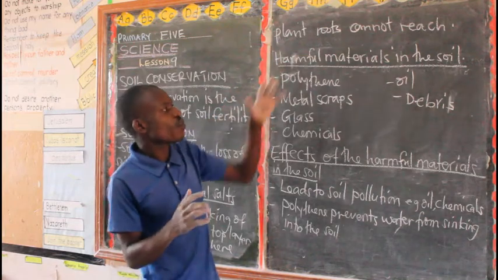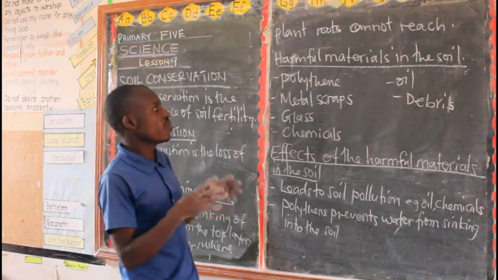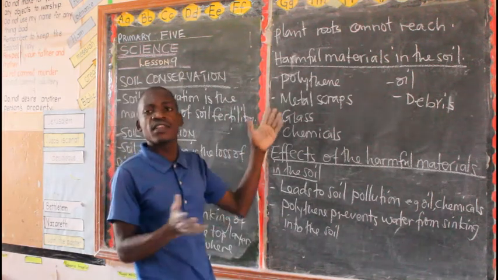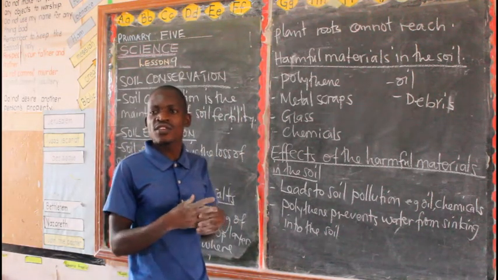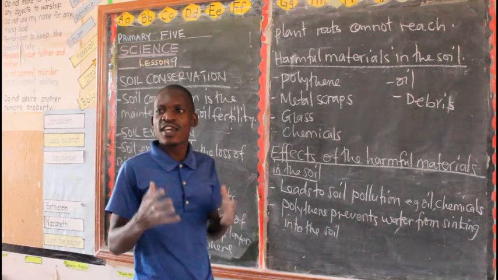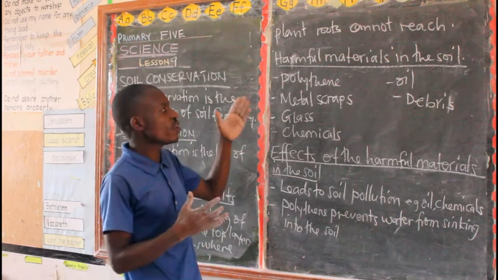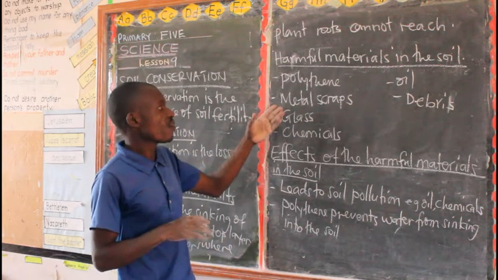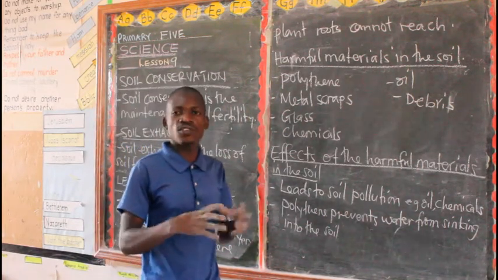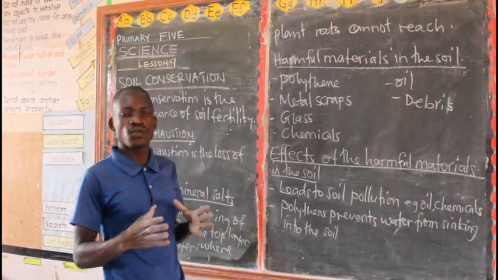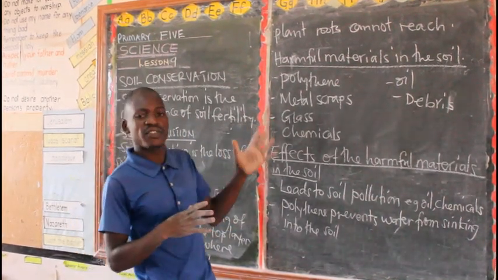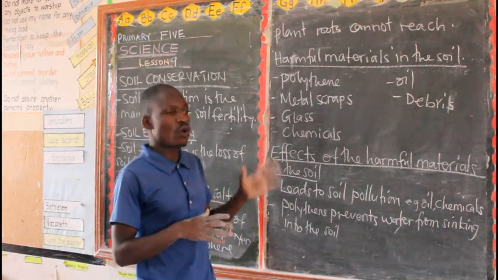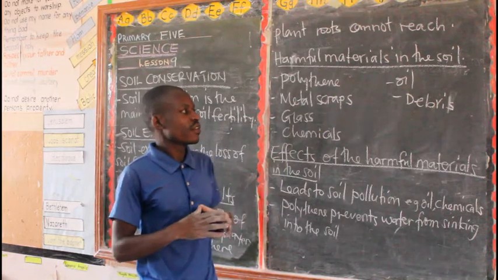Then we have those harmful materials in the soil that can make the soil exhausted. One, we have polythene bags. Here we see the effect of polythene bags if we scatter them in the environment. Then we have other materials like metal scraps. They are also very dangerous in our soil. Then we have broken glasses. Those glasses are not good in our soil. We have chemicals, oil and debris.